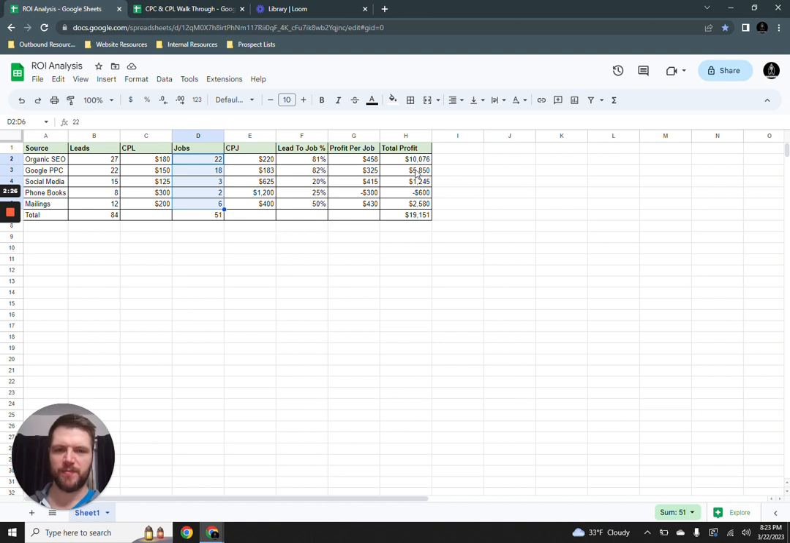Same thing that we're seeing coming out of PPC, $325 profit per job, 82% lead to job, good there. But then when we go into phone books, again, this is just an example. Maybe phone books are working really well with you, but seeing a negative $600, and our cost per lead was $300, but how many actually turned into jobs was only 2, giving us about $1,200 for cost per job.